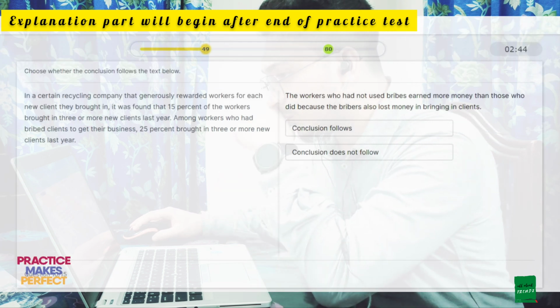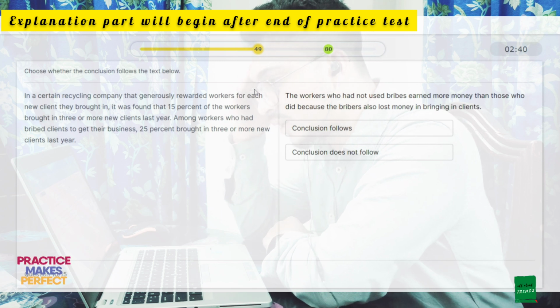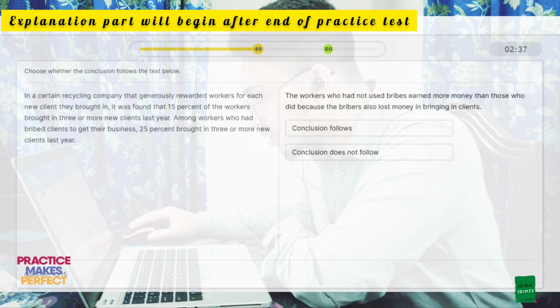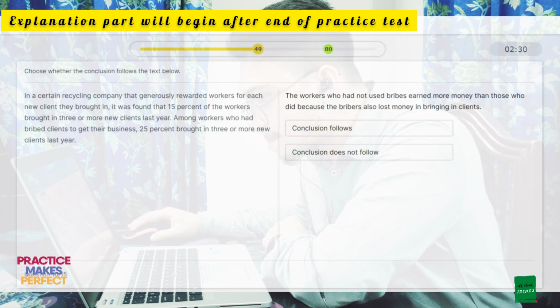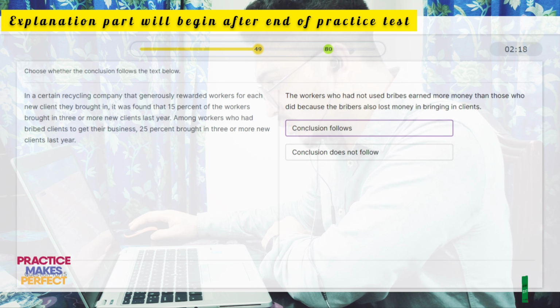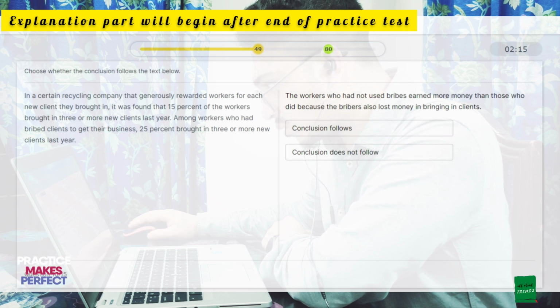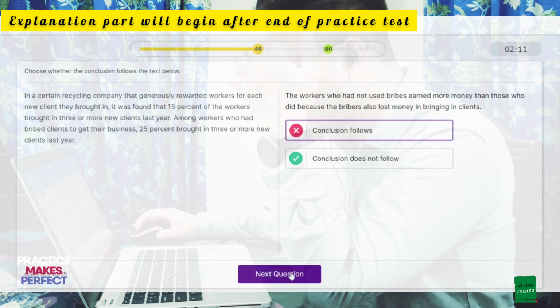Okay, so moving to the next one. Okay, I forgot. This is another. Oh my god, you know this is the tension that workers who had not used bribes and money more than who did not use them. Was to use bribes and more money than those. Okay, let's go to the question. Among workers who hired bribe funds to get this business, oh, I'm kind of not understanding because time is running out.